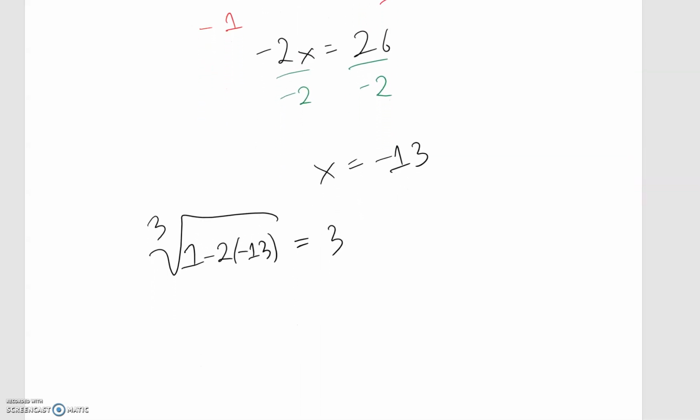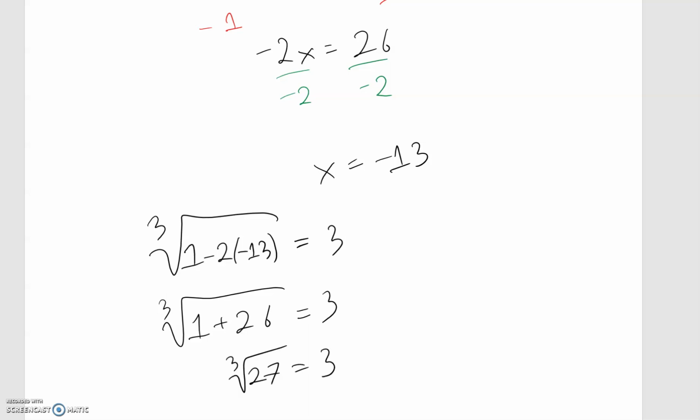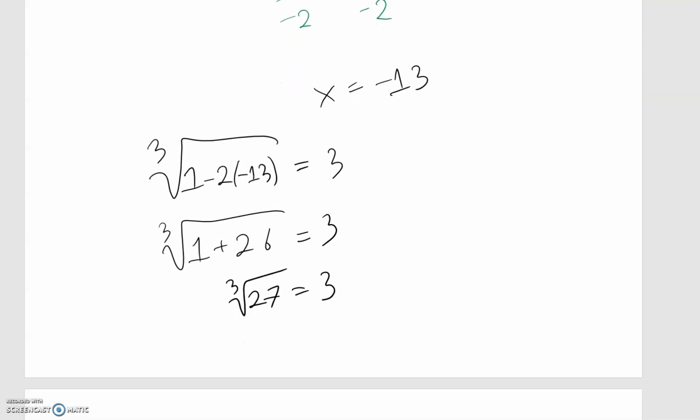2 times negative 13. Oh, there's a negative there. So we have 1 minus 2 times negative 13. That's going to give you 1 plus 26 inside the root. And the cube root of 27 is, in fact, 3. So our answer is x equals negative 13.